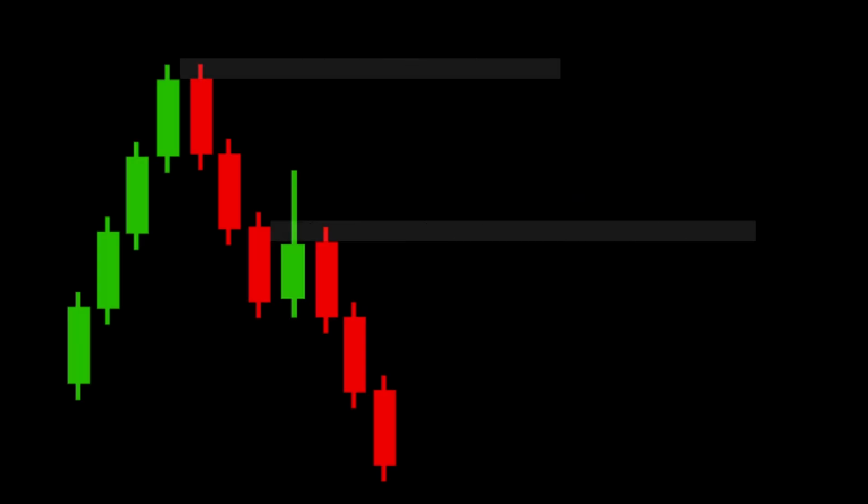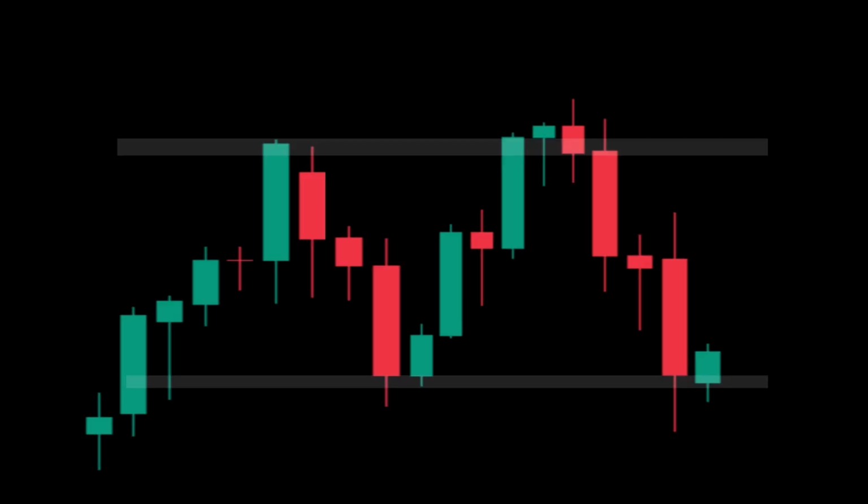Resistance zones. In an uptrend, these are levels where sellers push back, stopping the rally. Again, check for repeated rejections. Liquidity zones. These are areas above resistance or below support where stop loss orders pile up. High volume candles often form here as big players hunt for liquidity.